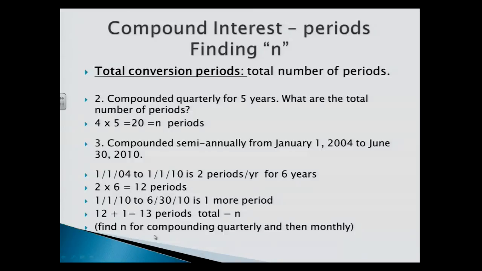And I'll give you a minute. Find N for if this example up here was compounded quarterly. Quarterly, it would be 6 times 4 times a year. That's 24. And then I have 2 quarters from January 1st to June 30th. So I have 24 plus 2 or 26. I'll let you do monthly.